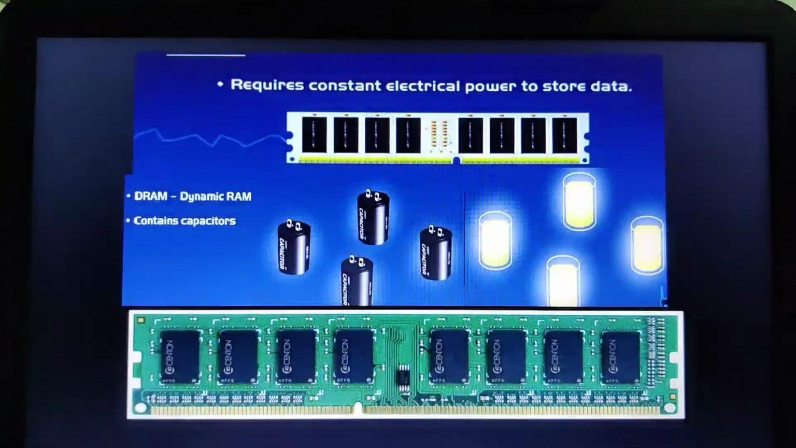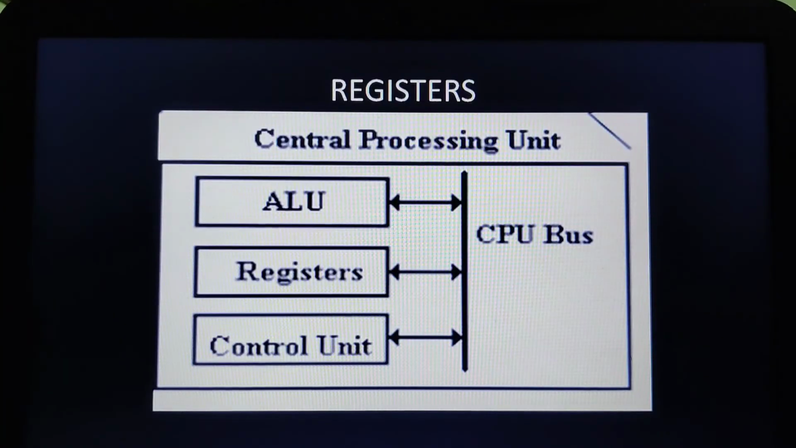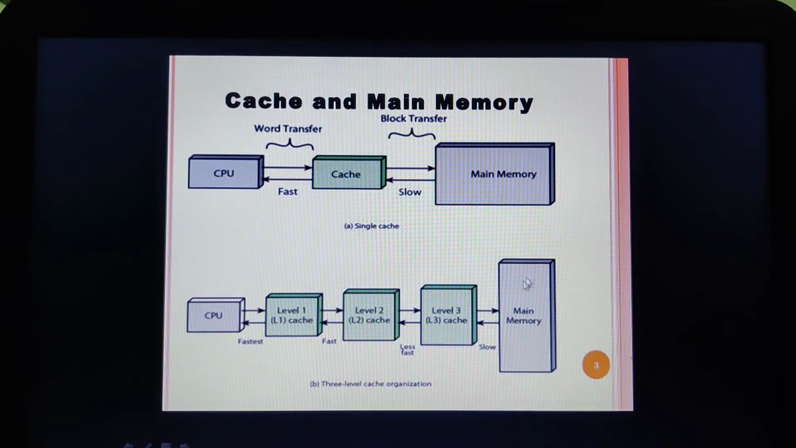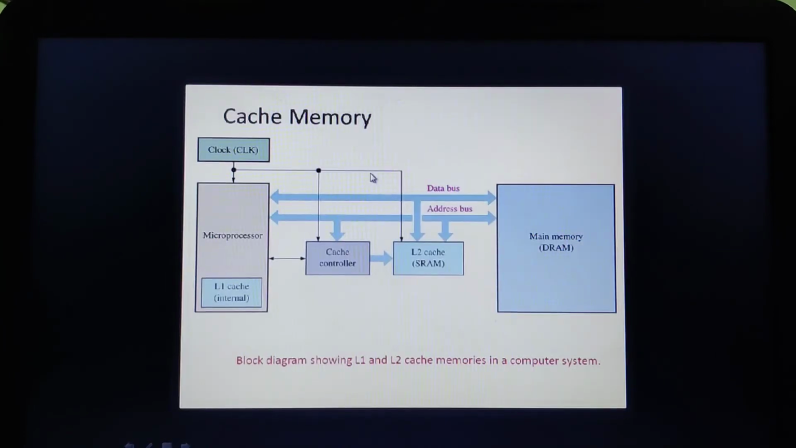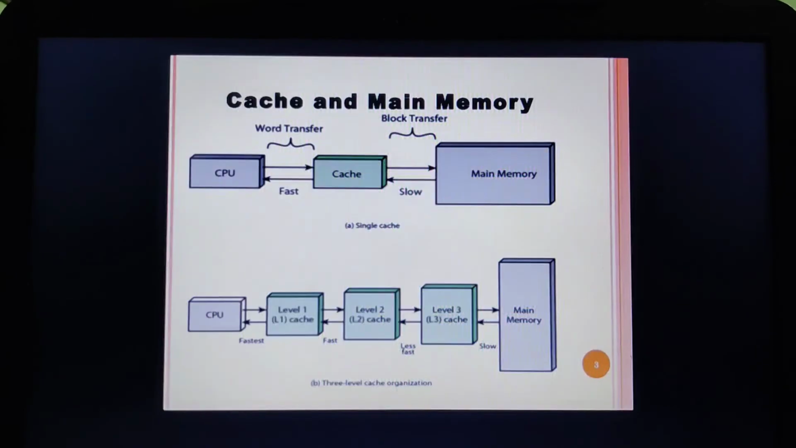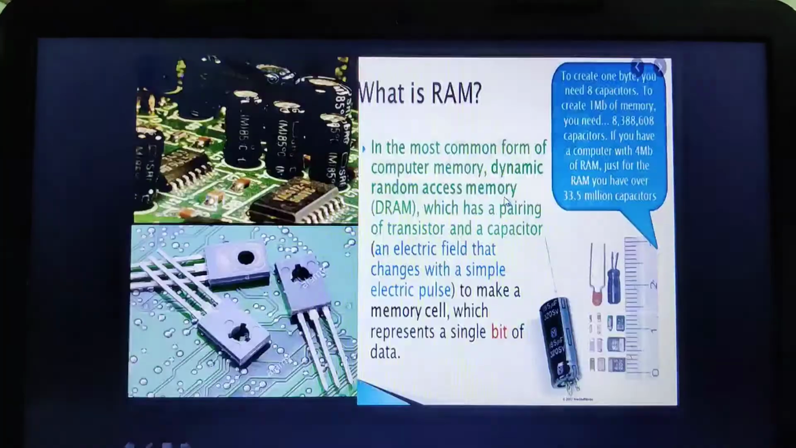I'll show you one of the images here. So this static random access memory, yes, you can see there is a cache memory. SRAM is a kind of memory chip that is used in the cache memory due to its high speed. It is again similar to this same memory slot only.